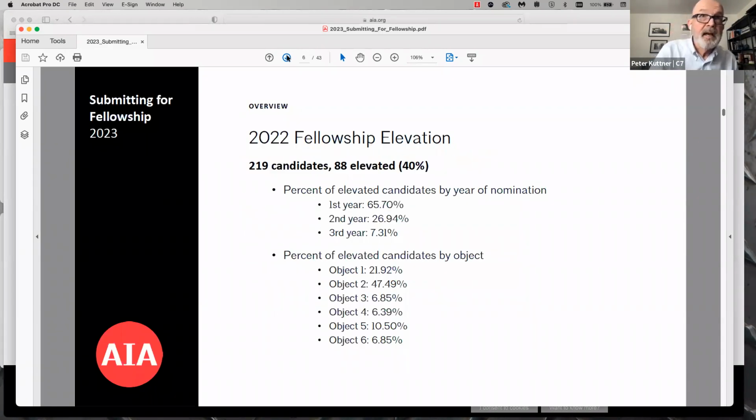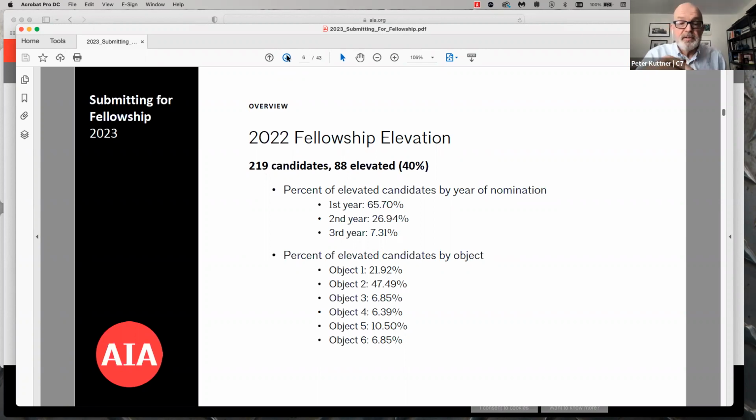So this is, I think, sort of the good news: this is not an impossible hurdle. This past year, there were 219 candidates and 88 were elevated. So about 40% of the people who submit are elevated. And if you're not elevated the first year, you get to do it 2 more years.